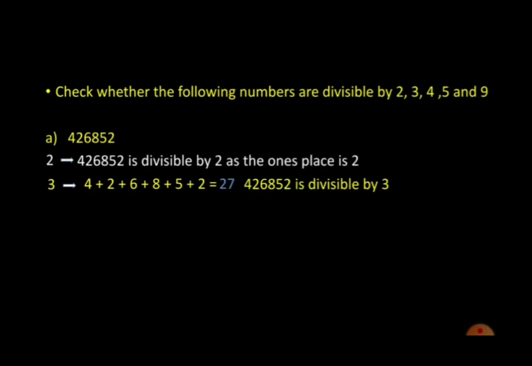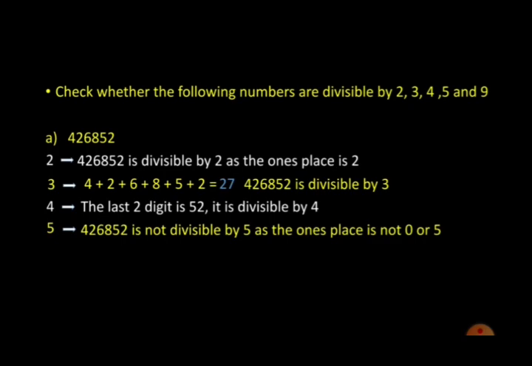To check the divisibility rule of 4, we just need to check the last 2 digits, that is 52. 52 is divisible by 4. 4 ones are 4, 4 threes are 12. So 13 fours are 52. Therefore, the given number is divisible by 4. Then, the ones place is neither 0 nor 5. So, the given number is not divisible by 5.